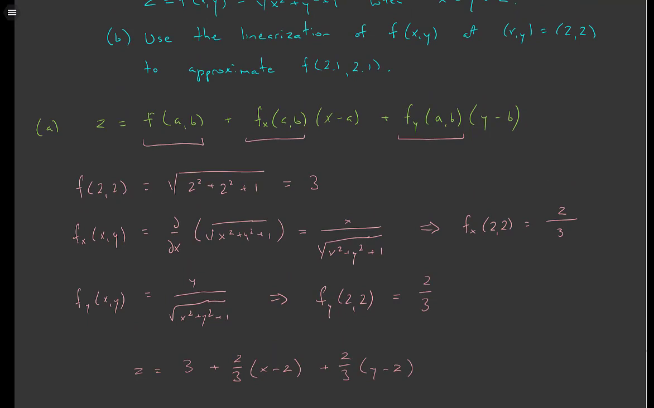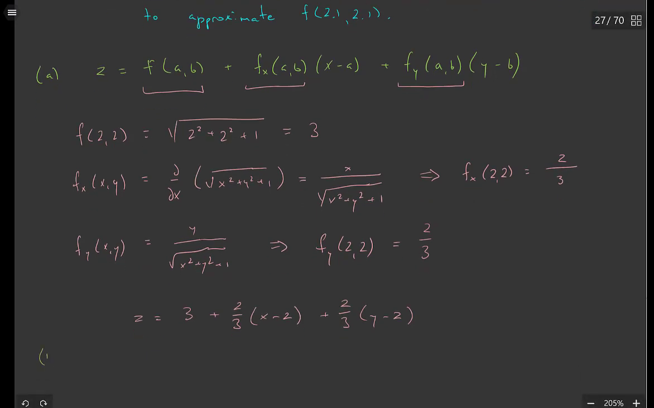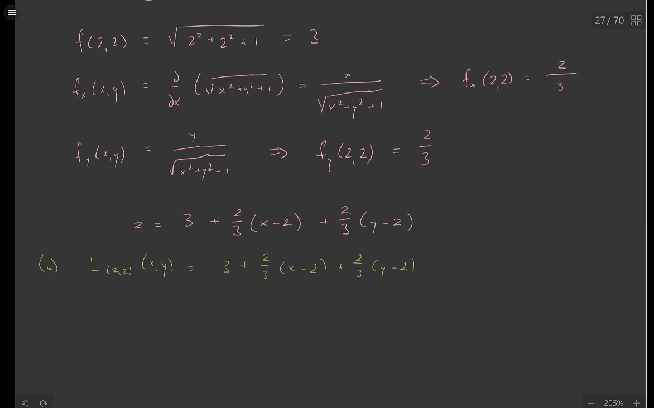For part B, we're asked to use the linearization of f of x and y at x and y equal to 2 and 2 to approximate the function at 2.1 and 2.1. Now remember from the notes, the linearization of a function is just given by the equation for its tangent plane constructed at that point. So the linearization at 2 and 2 is just going to be equal to 3 plus 2/3 times x minus 2, plus 2/3 times y minus 2, the exact same equation. And we can use this to approximate our function near that point.